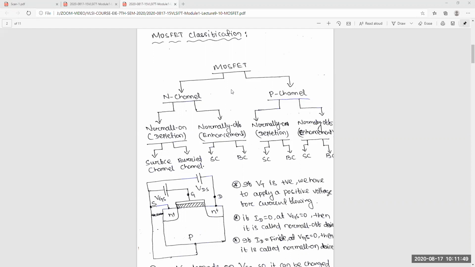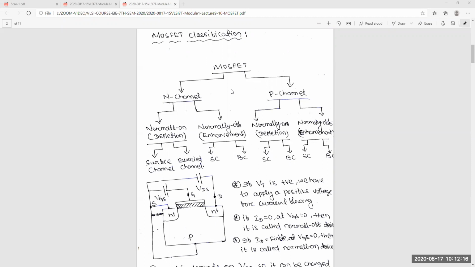Then again, N channel or P channel, two types are there: one is normally on, another is normally off. Similarly for P channel, normally on and normally off. So what is normally on and what is normally off? Normally on means the device conducts without giving any threshold voltage, or the threshold voltage is less than 0 for a simple NMOS.